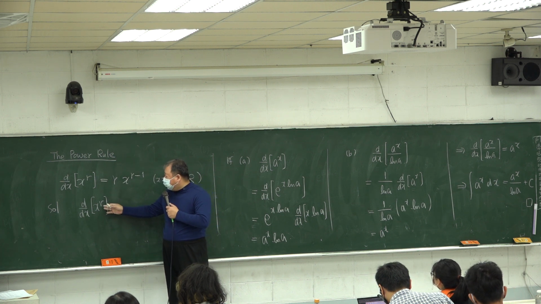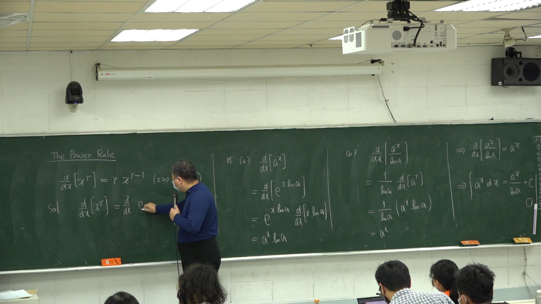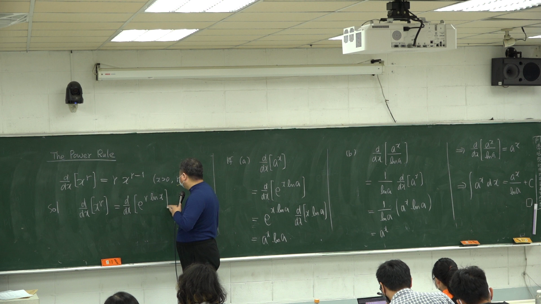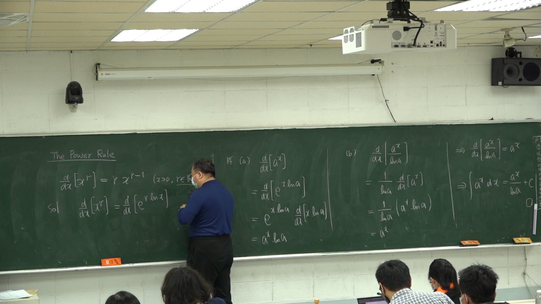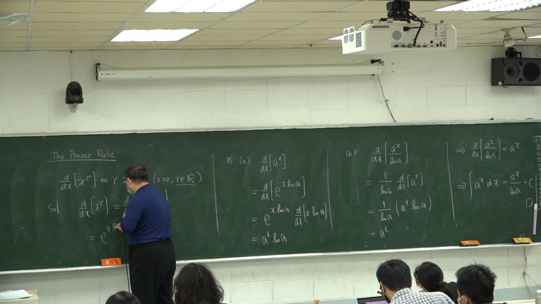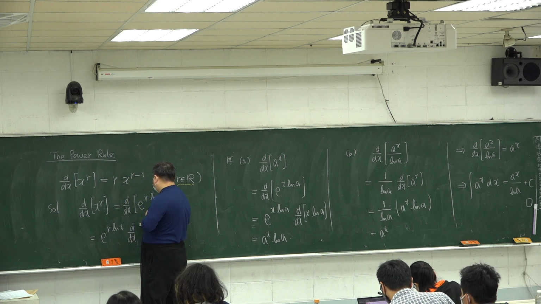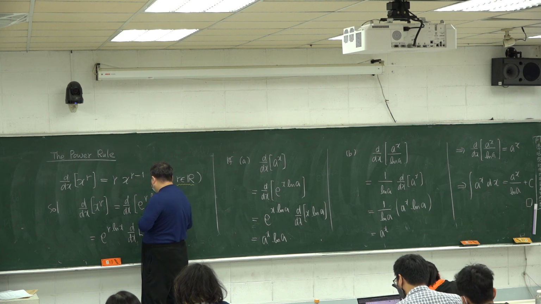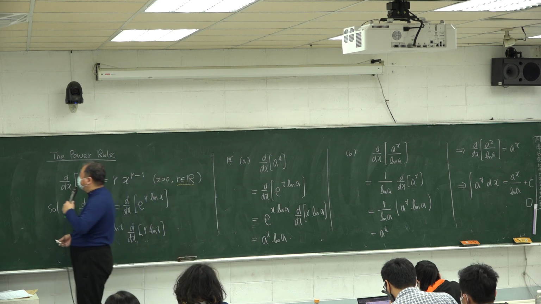What is x to the rth power? By definition, this is, in terms of the exponential function and logarithmic function, e to the u times du/dx. Here we already used this one.